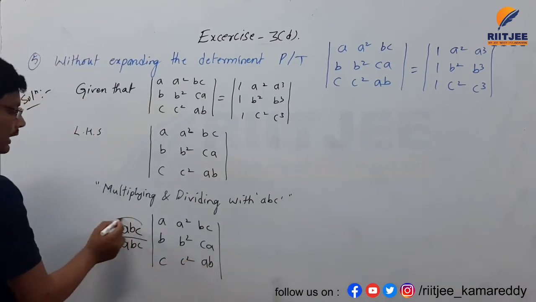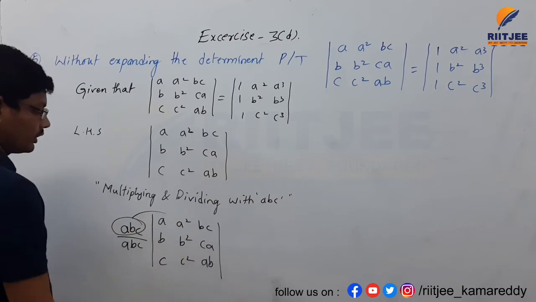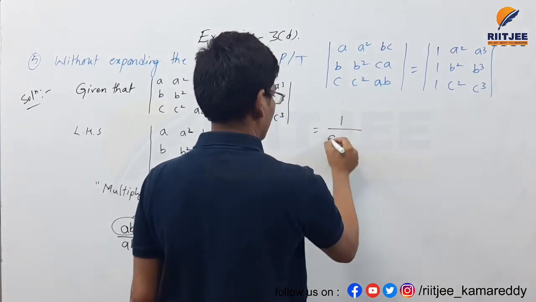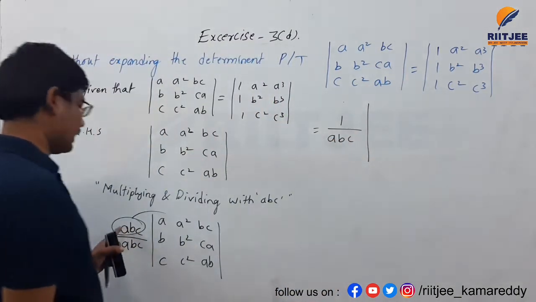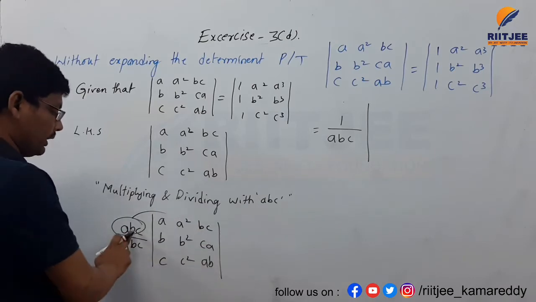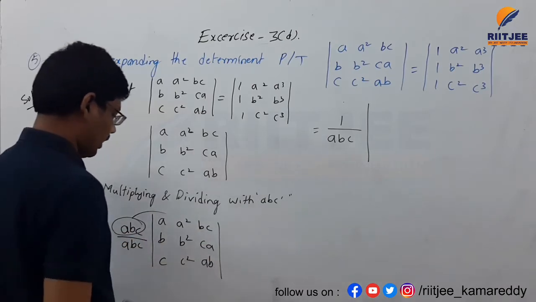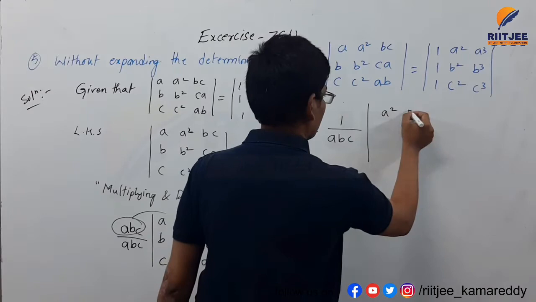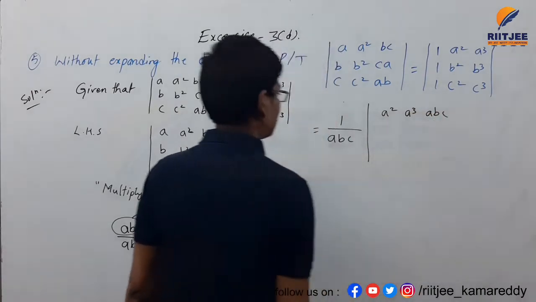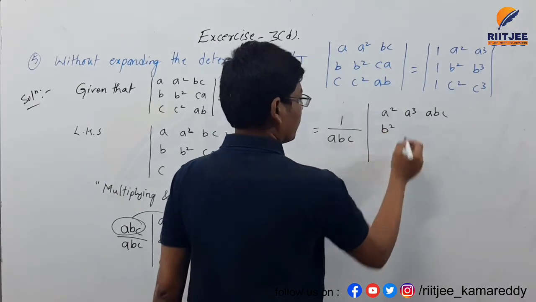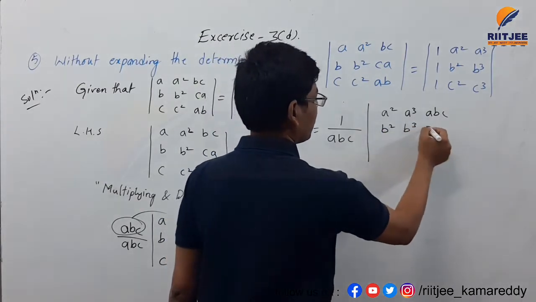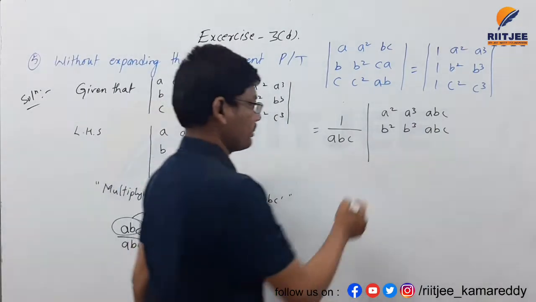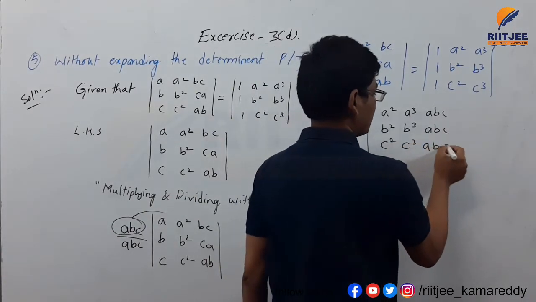For this one I am multiplying this numerator into each and every row. So then it will become 1 by ABC. This denominator is common, and I multiply A to row 1, B to row 2, C to row 3. Multiplying A to row 1 gives A square, A cube, ABC, and multiplying B to R2 gives B square, B cube, ABC. Here the B term is missing, here the A term is missing, here the C term is missing: C square, C cube, ABC.